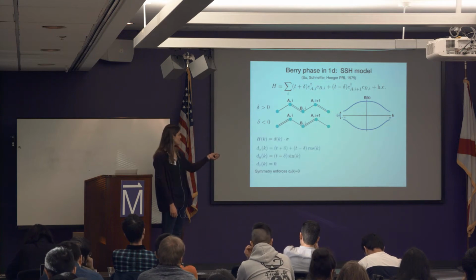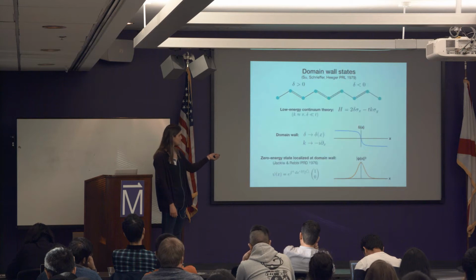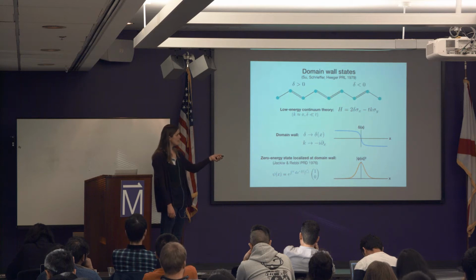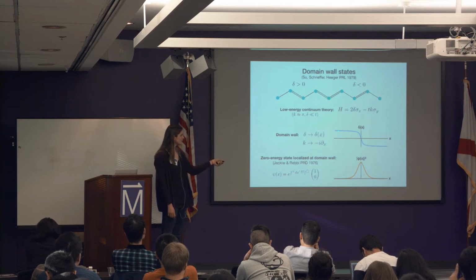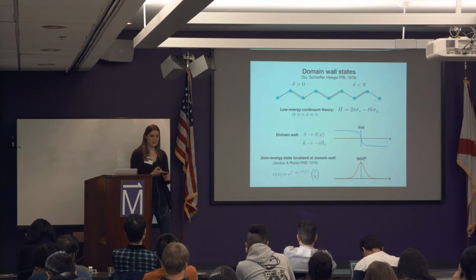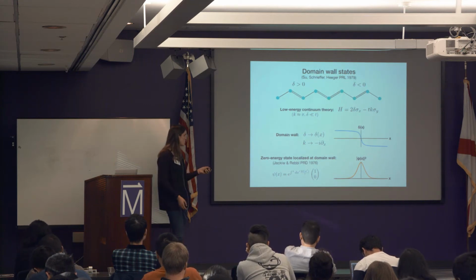So we can take this Hamiltonian, expand around k equals pi, and expand for small delta, and then we'll get this low energy continuum theory. And to make the domain wall, we want to change delta from greater than 0 to less than 0. So we give delta this kind of space dependence. And once we make this low energy theory and make delta have the spatial dependence of a domain wall, this maps to what's called the Jackiw-Rebbi model.